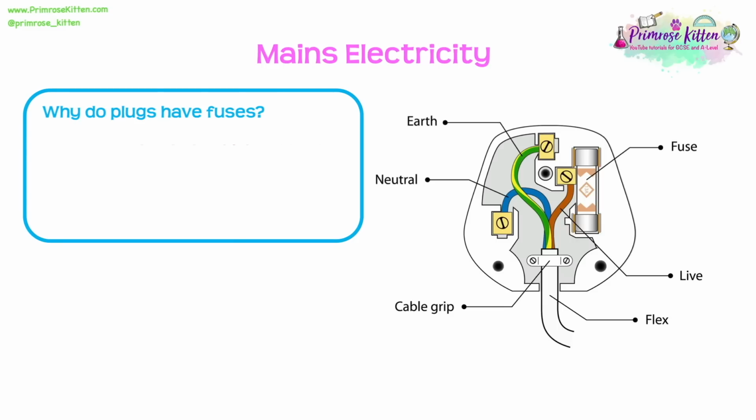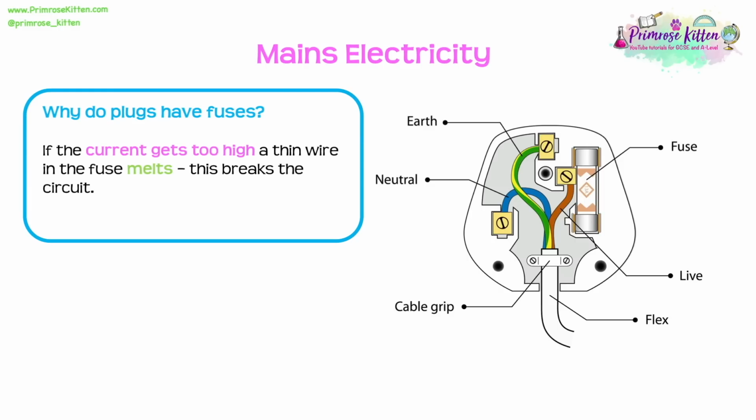So we can see here that we have a fuse in this plug. Why do we have these fuses? Well, the reason for this is that if the current gets too high, a thin wire inside that fuse will melt. And the importance of this is by melting, this is going to break the circuit. Now, of course, we know that when we break the circuit, electricity is no longer flowing, and this prevents the risk of electrocution, so it makes it much safer.